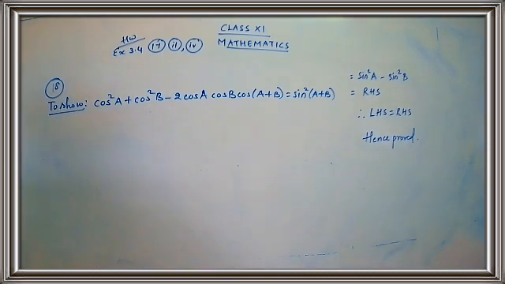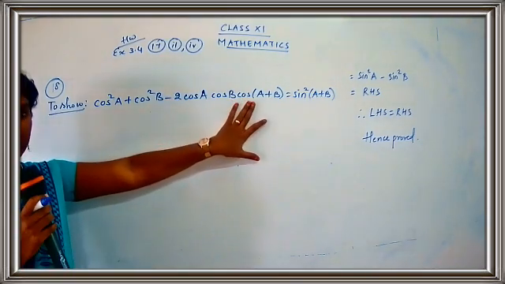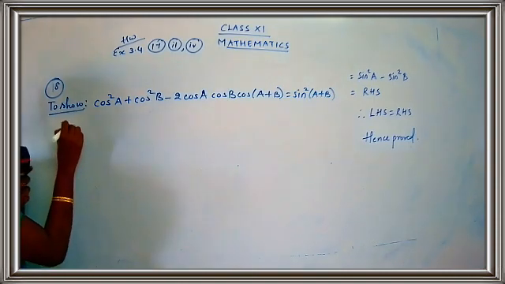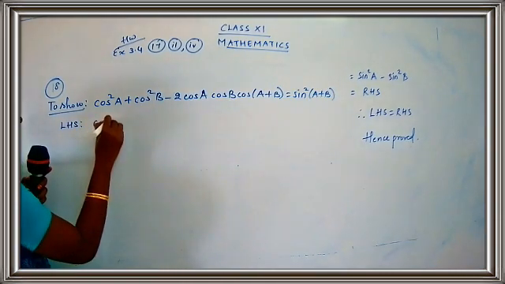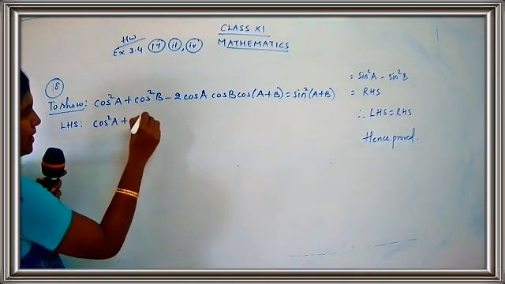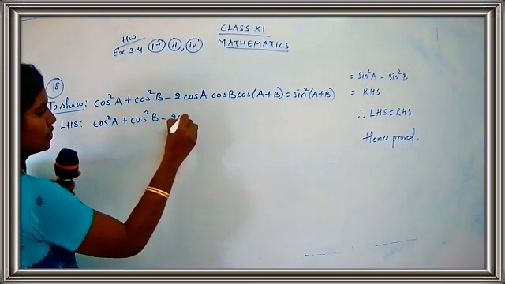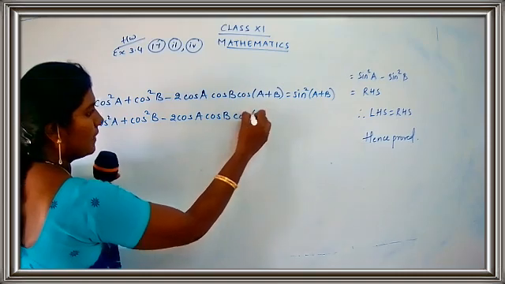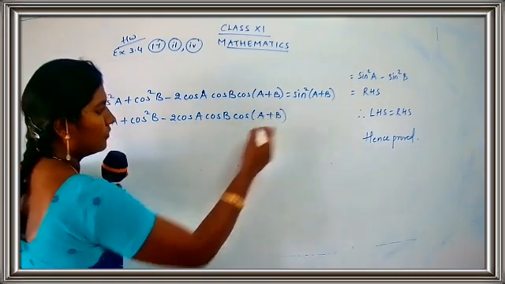Okay. Now here, we know the formula for cos of A plus B, students. So we are going to start with the LHS part. So write down here LHS: cos square A plus cos square B minus 2 cos A cos B cos of A plus B. You are going to do the sums along with me, children.